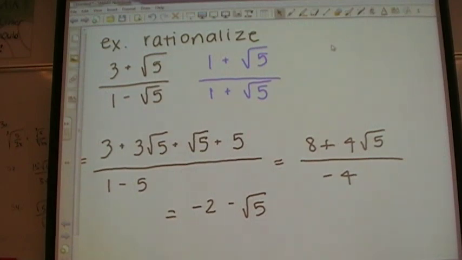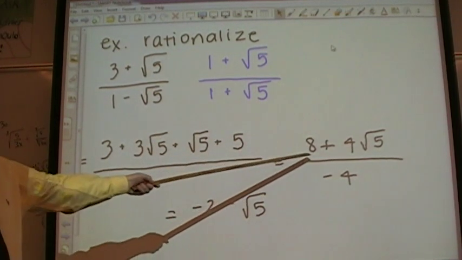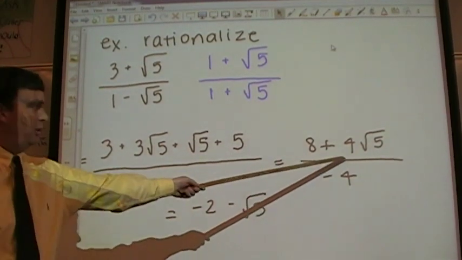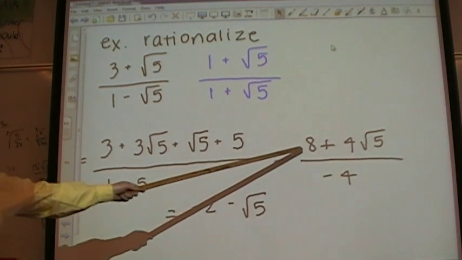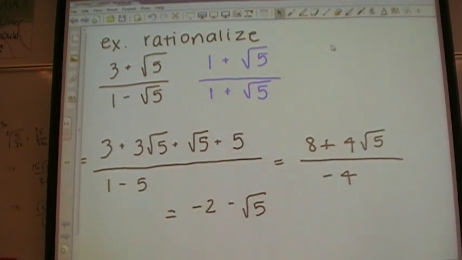Where did you get those numbers from? Which ones? Eight plus... Yeah. 3 plus 5 is 8, and 3 plus 1 is 4. Why would you not add the 8 and the 4 and then divide by the 4? Right here? Yeah. Because those aren't like terms. If you had 8 root 5, you could add them.